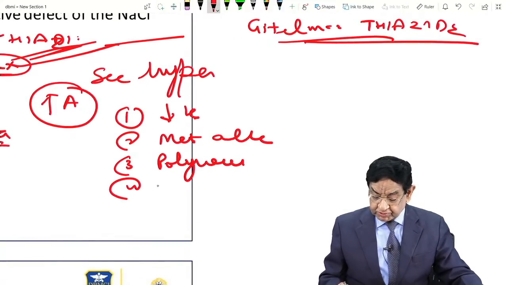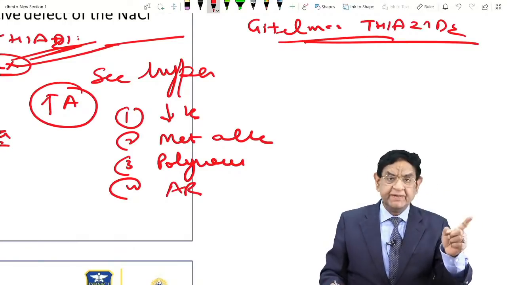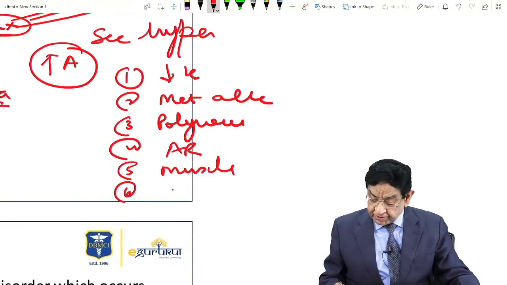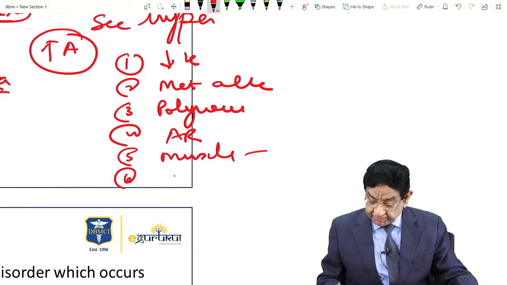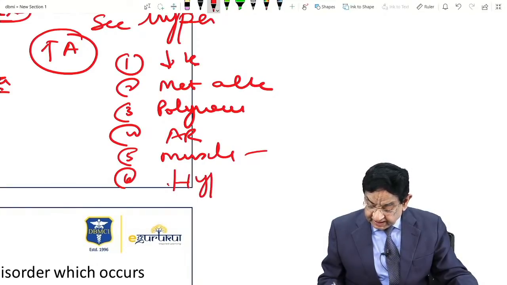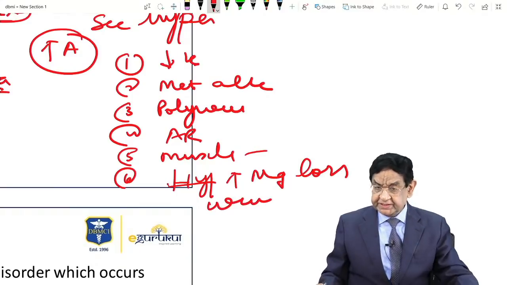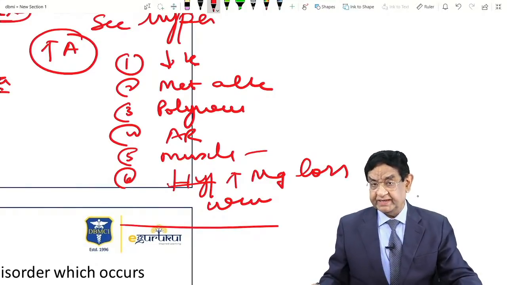In Gitelman syndrome also, an additional finding: they are recessive, just like Bartter syndrome. They also lead to muscle weakness, they also lead to muscle paralysis, but they cause increased magnesium loss in the urine. It's a classical finding that we get.